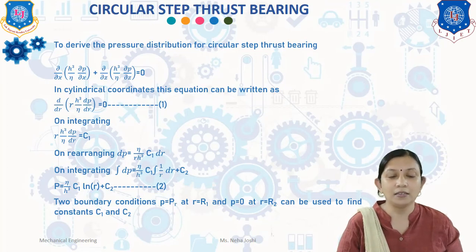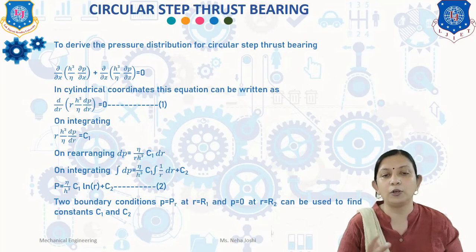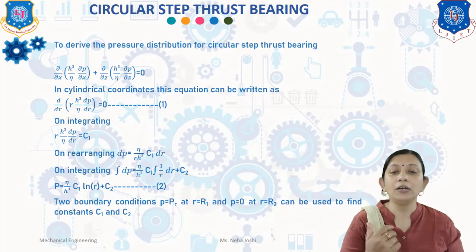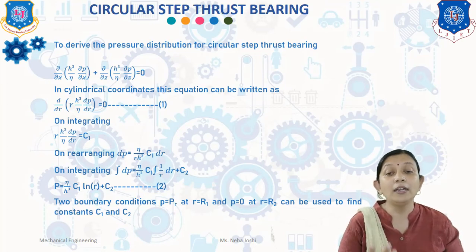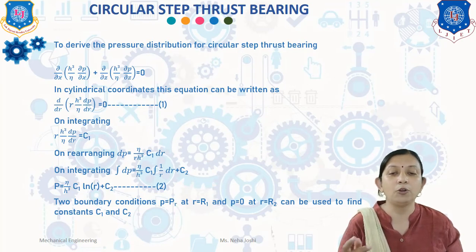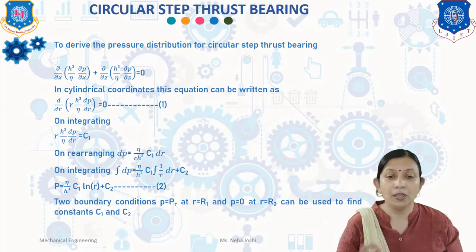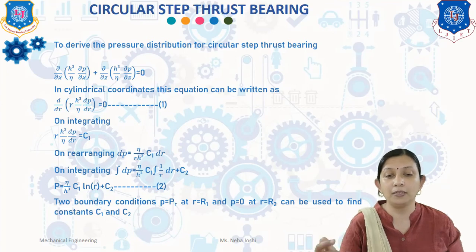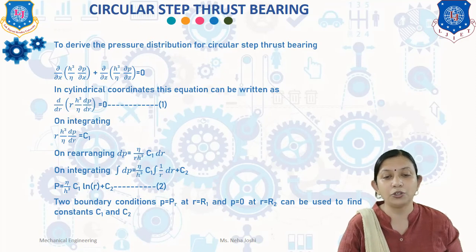By integrating this equation, we get r h³/η dp/dr = C1, where C1 is the constant of integration. On rearranging, we get dp = (η/h³) C1 dr/r. Further integrating, we get ∫dp = (η/h³) C1 ∫(1/r) dr + C2. So finally we get p = (η/h³) C1 ln r + C2. This is equation 2.